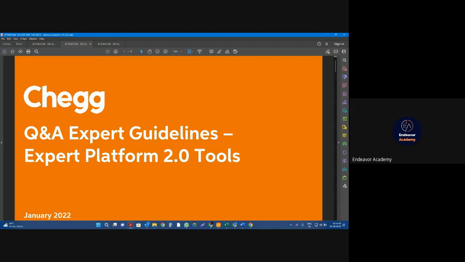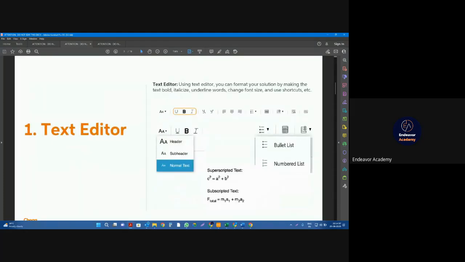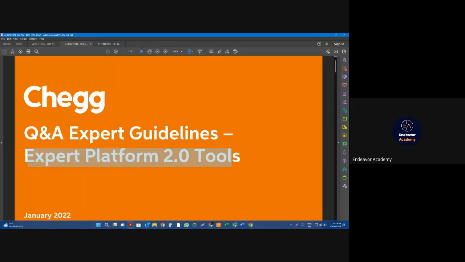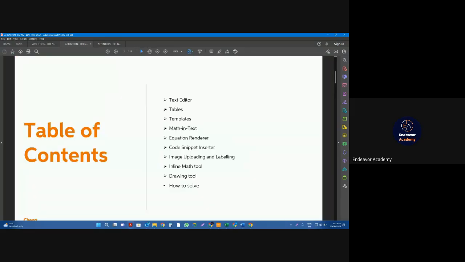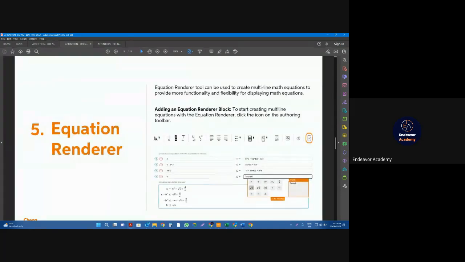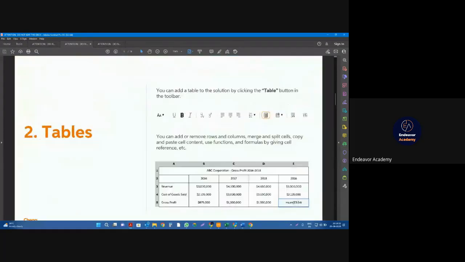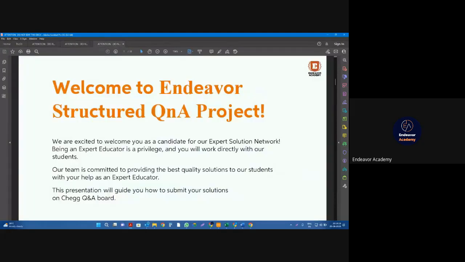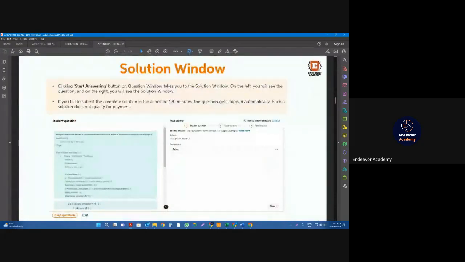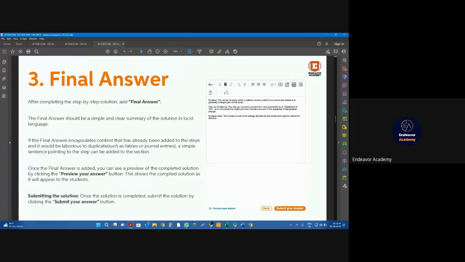Okay. So this PDF we are going to share with you, in this all the tools, like how we have to use the platform tools. It will explain. So these PDFs will provide you templates, how we have to use, what kind of template, math equation renderer, drawing tools, how to use, and all these things. So this was our project guidelines. In this guideline, you can see this thing I have already explained to you, like solution window, tagging. I have already explained how to do the tagging, step-by-step solution, final answer.